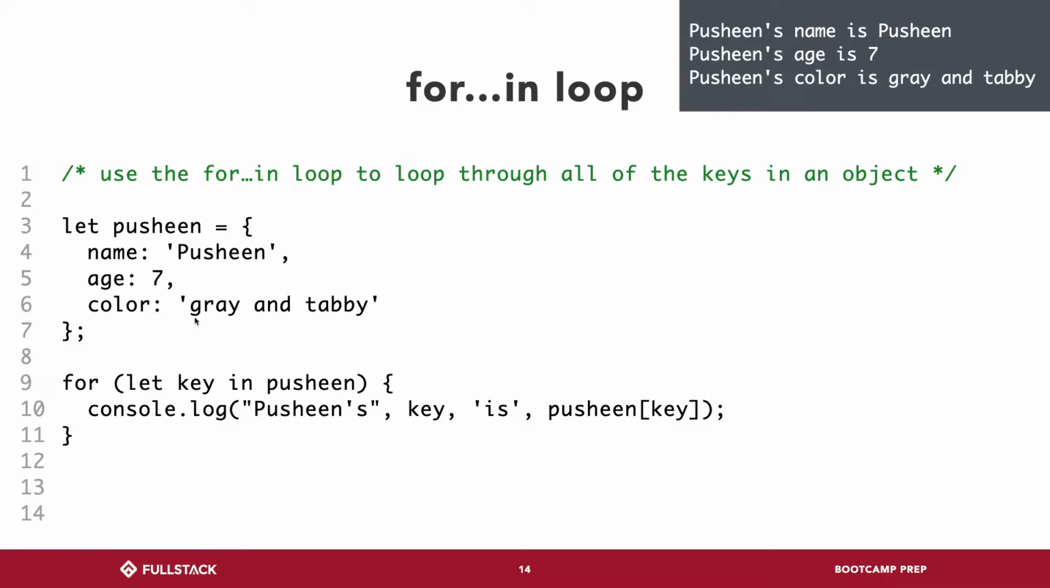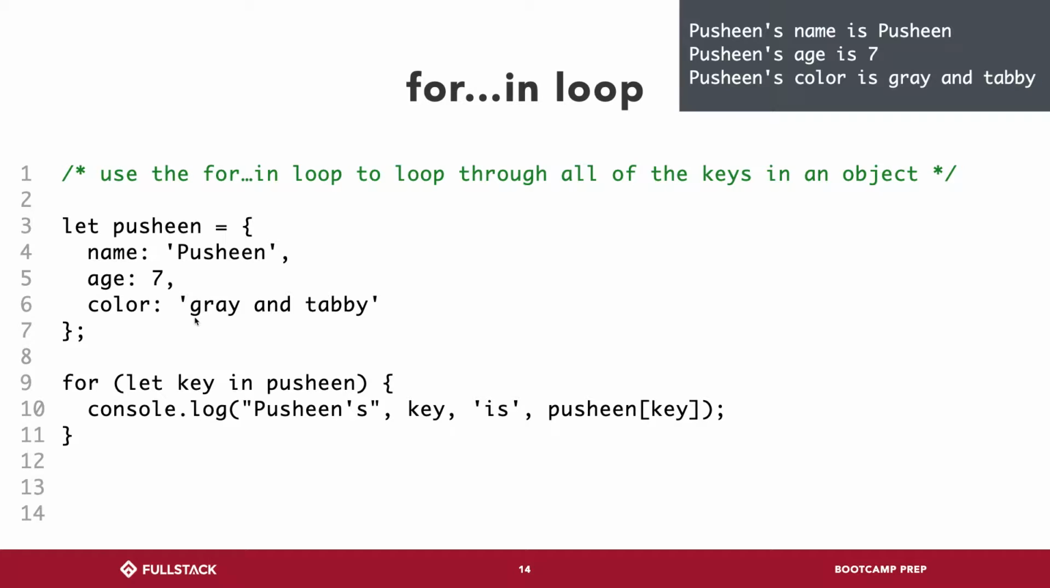And this Pusheen is this object. Bracket something should be a key, you get a value. The key, this variable key, is defined here in the for in loop, and it captures the key at each iteration.